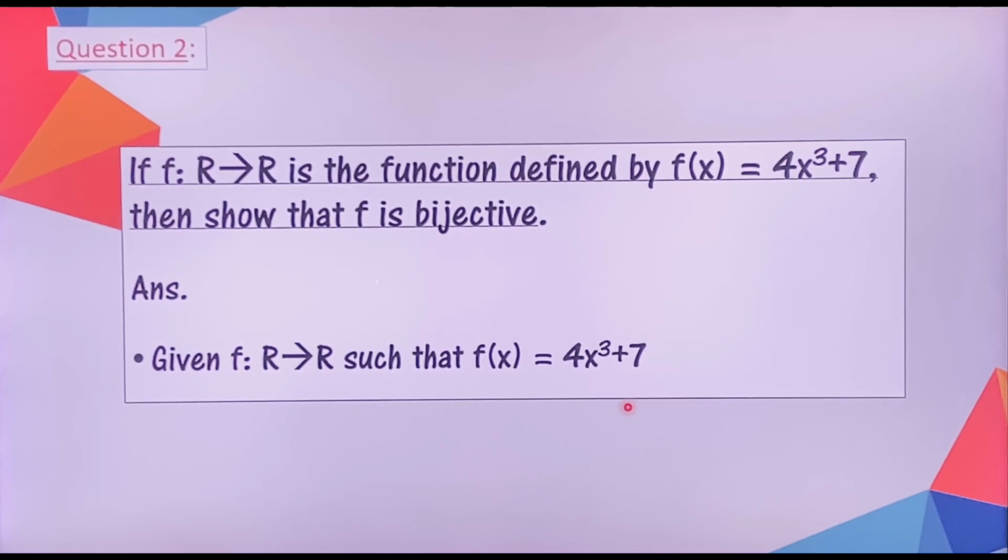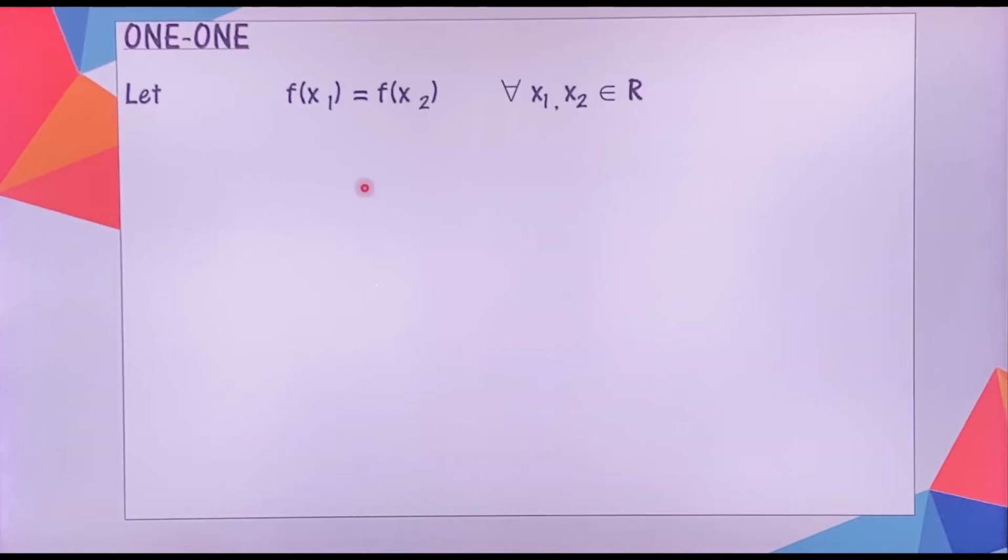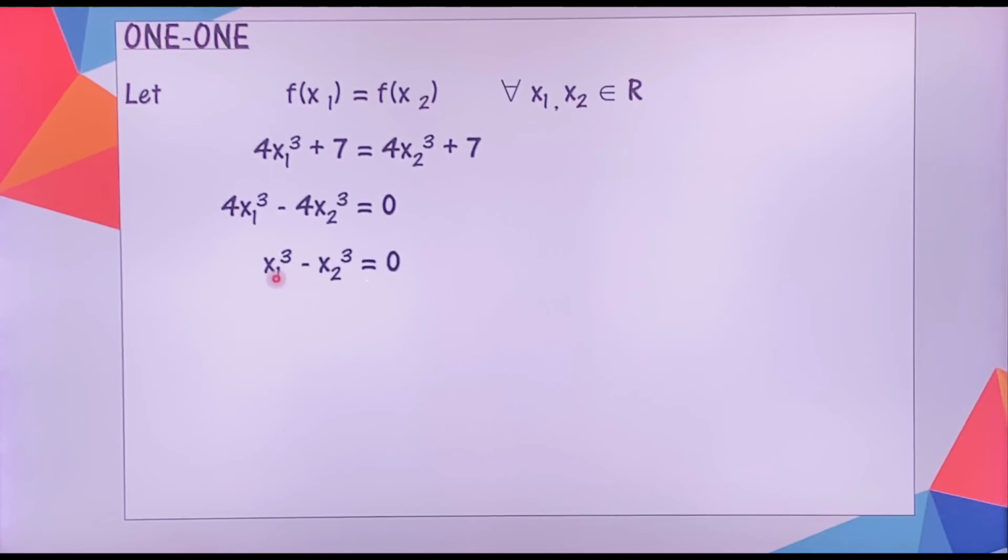To check 1-1, let f(x1) = f(x2) for every x1, x2 element of R, which implies 4x1³ + 7 = 4x2³ + 7. 4x1³ − 4x2³ = 0. That means x1³ − x2³ = 0.